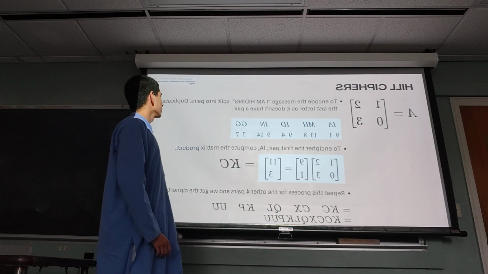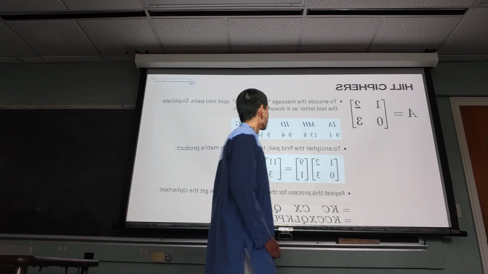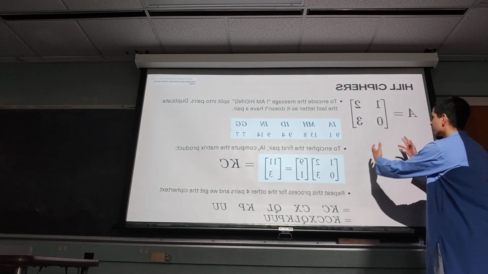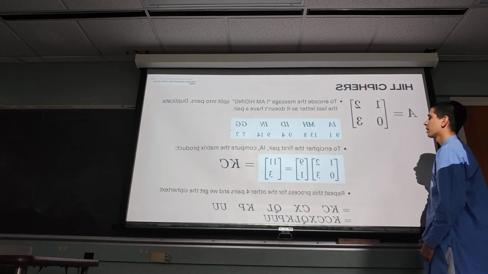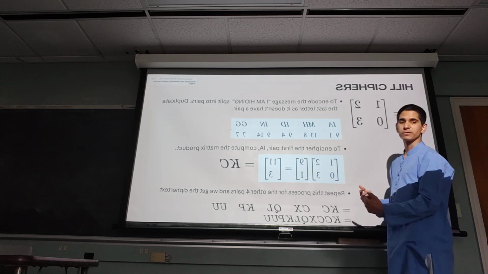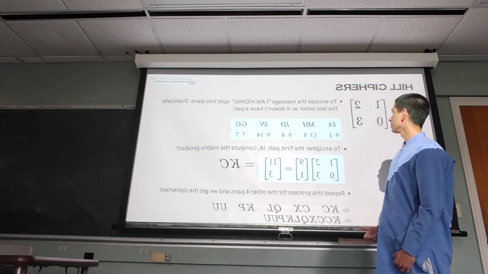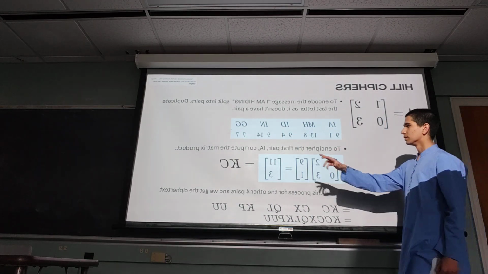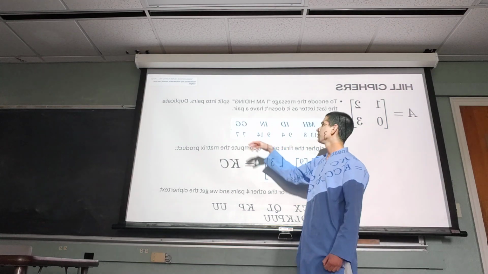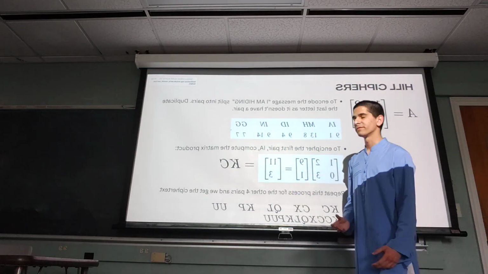So over here, our plain text is I am hiding. As we're using a Hill 2 cipher, our matrix is going to be a 2 by 2 matrix, and we're going to split our plain text into groups of 2 letters. So we have IA, MH, ID, IN, and GG. The last G here is a dummy letter. It's made to ensure that all the letters have a pair.